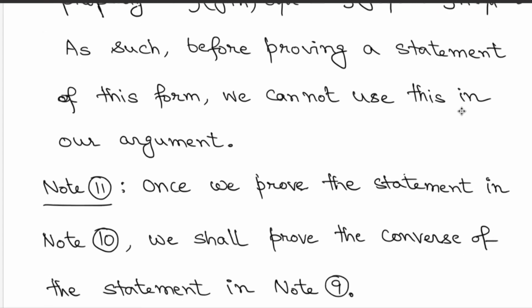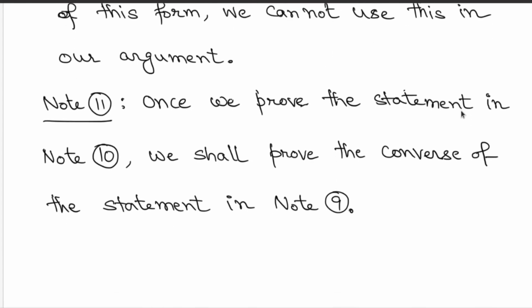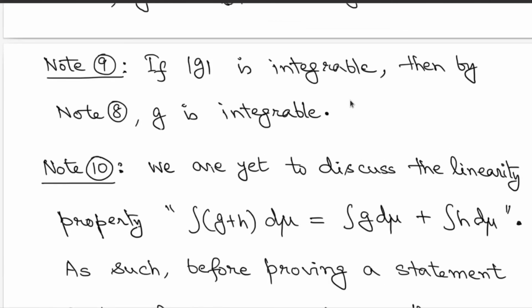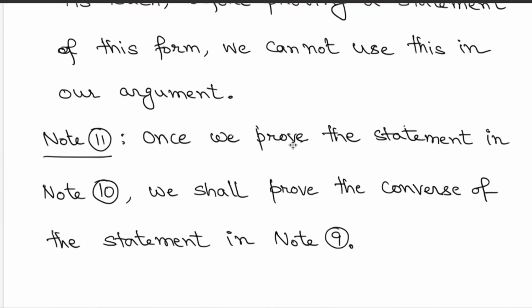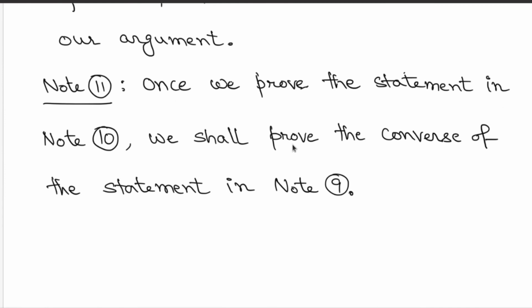Alright, but once you prove the required linearity, then we can prove the converse of the statement in note 9. So what is note 9 again? In note 9 we said that mod g is integrable implies g is integrable. We are going to show that g is integrable implies mod g is integrable. So this will follow once we prove the linearity of the integration property. Okay, so we will discuss these issues in later lectures, and we are going to continue looking at properties of measure theoretic integration in the next lecture. We stop here.